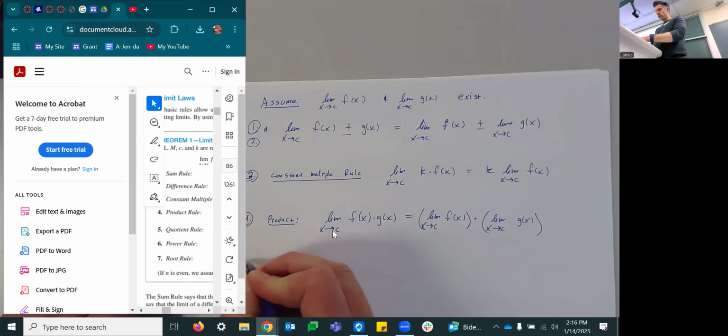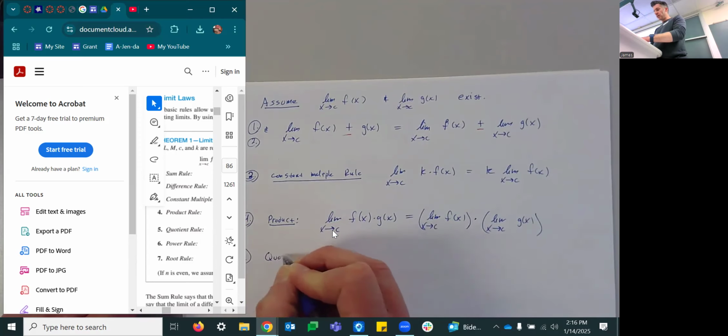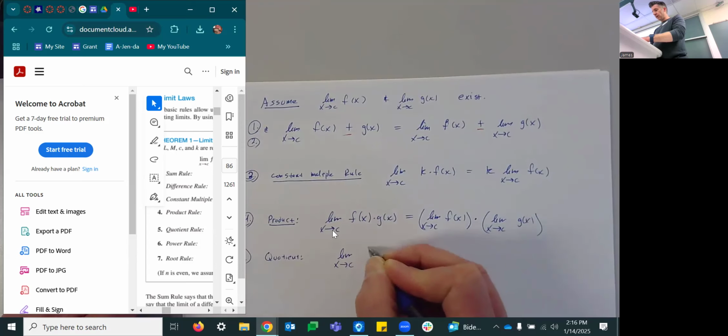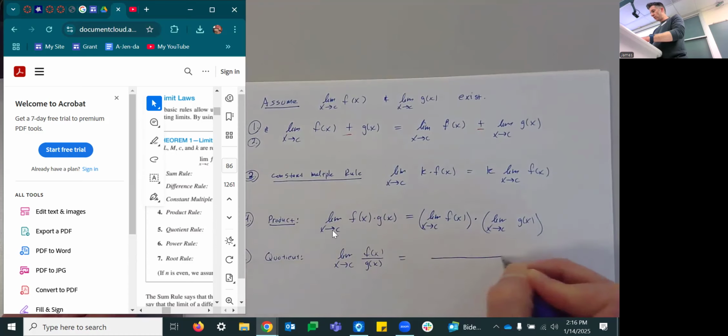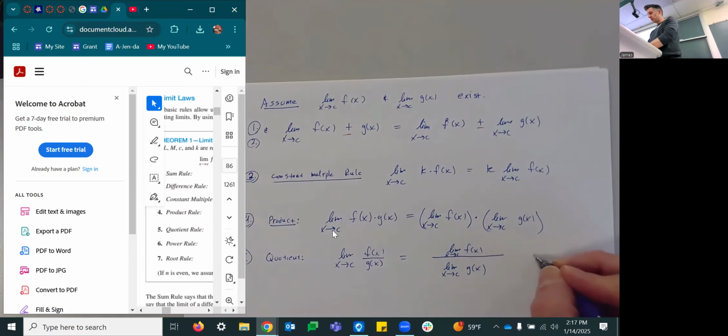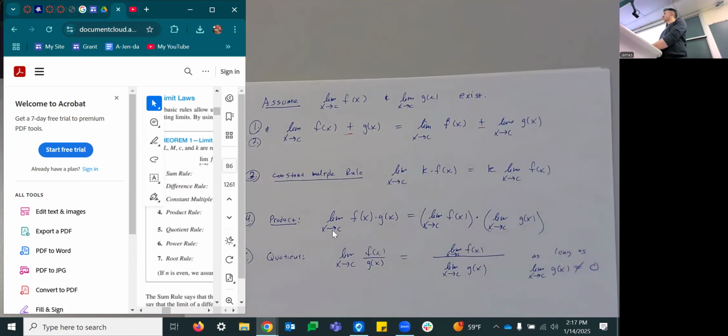The quotient rule works with one kind of addendum. The limit as x approaches c of f of x divided by g of x is equal to the limit as x approaches c of f of x divided by the limit as x approaches c of g of x, as long as what isn't happening. As long as the limit as x approaches c of g of x is not equal to zero, we don't want to divide by zero.